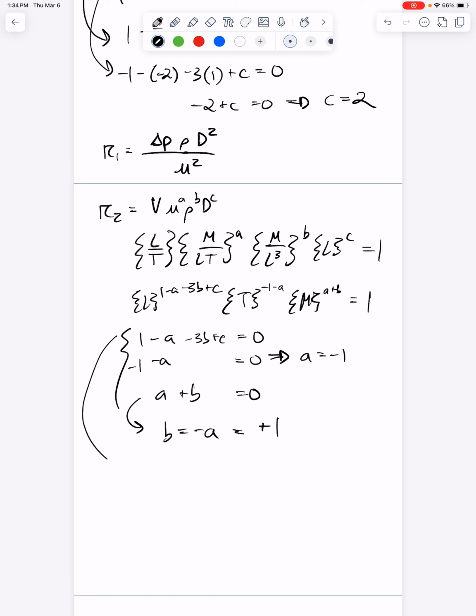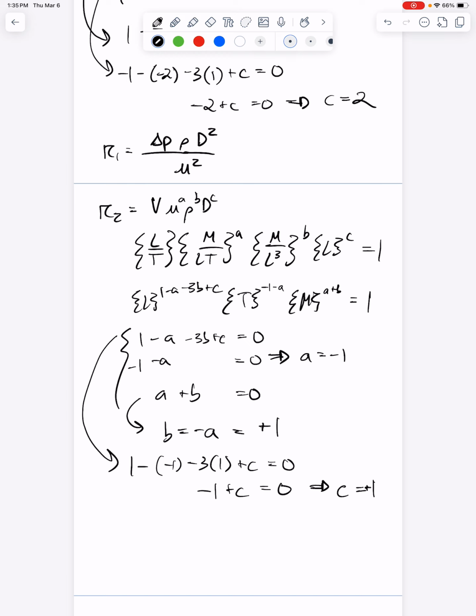Last remaining equation: 1 minus a, which is negative 1, minus 3 times b, which is positive 1, plus c equals 0. 1 plus 1 is 2, minus 3 is negative 1. Negative 1 plus c is equal to 0. Therefore, c is equal to positive 1.